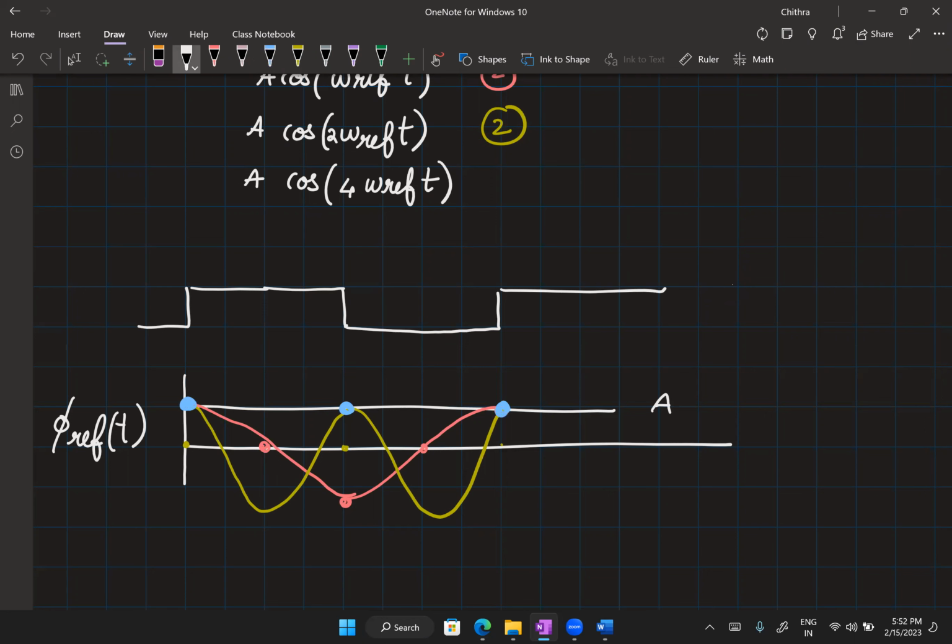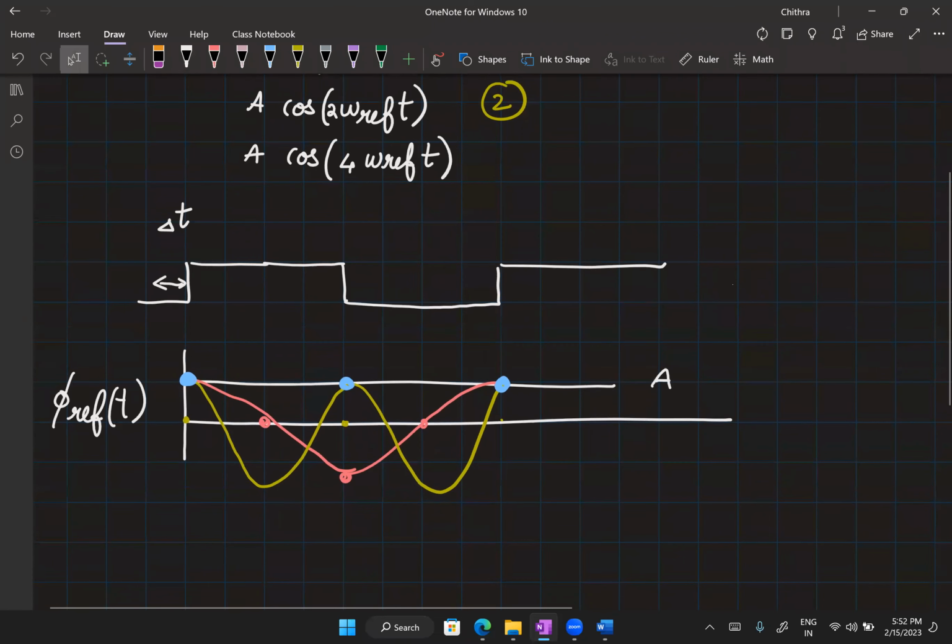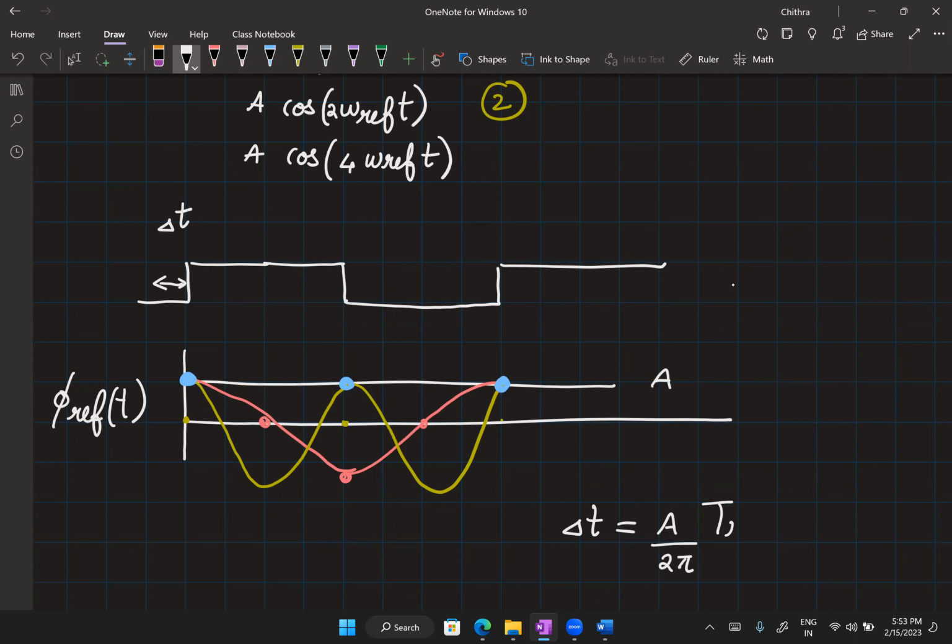So in the first case, your square wave is simply going to shift by some amount. Let me call this delta t. Can you calculate delta t? What would be delta t? So it will be a upon 2 pi into t ref, right? So this is delta t, and here it will delay by delta t. Sorry, it will advance everywhere. It's a constant. So it is going to advance by delta t in all these points, right?